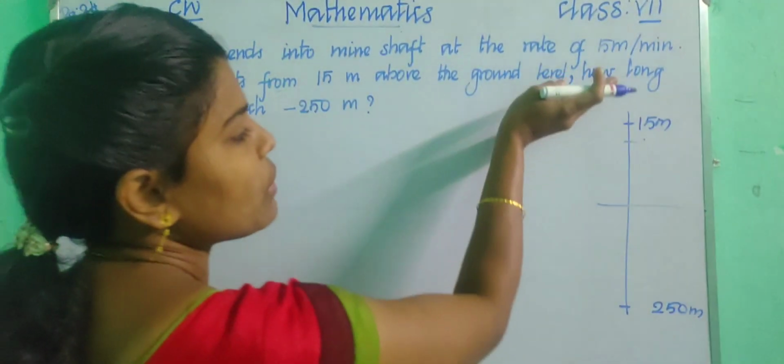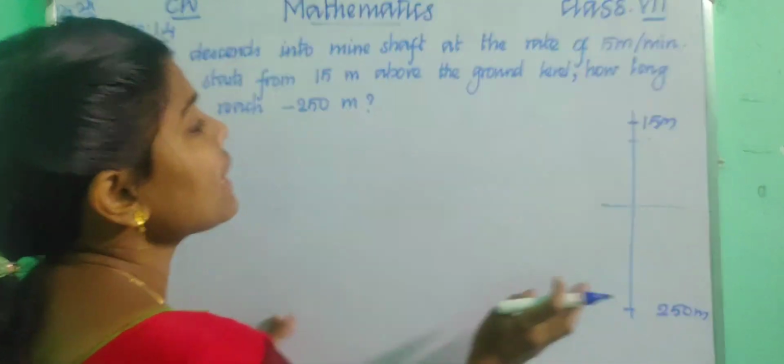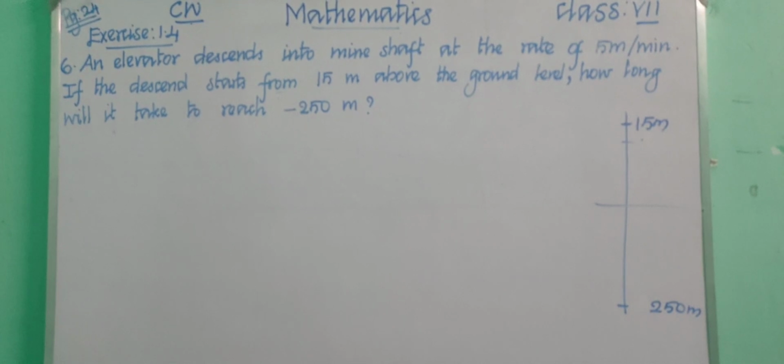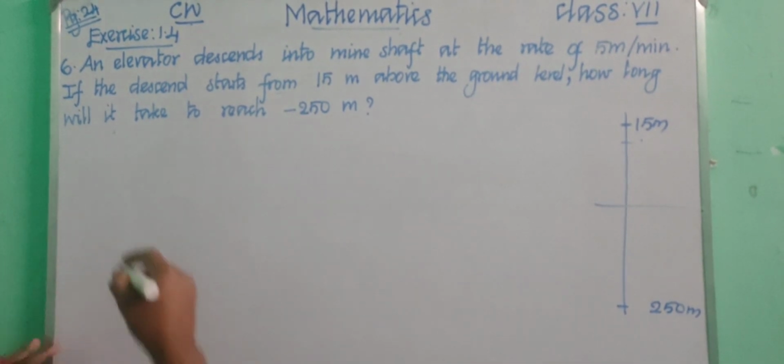So it is above the ground level and it is below the ground level, but we are going to find the total number of meters the lift has covered. Okay children, so how will you find? So let us write the solution.